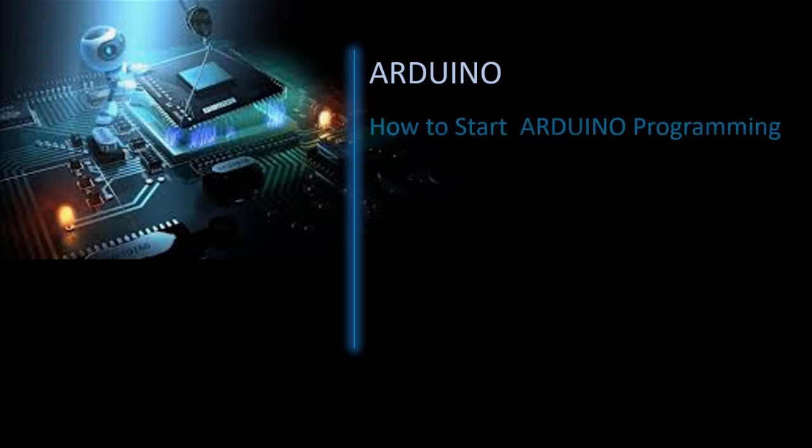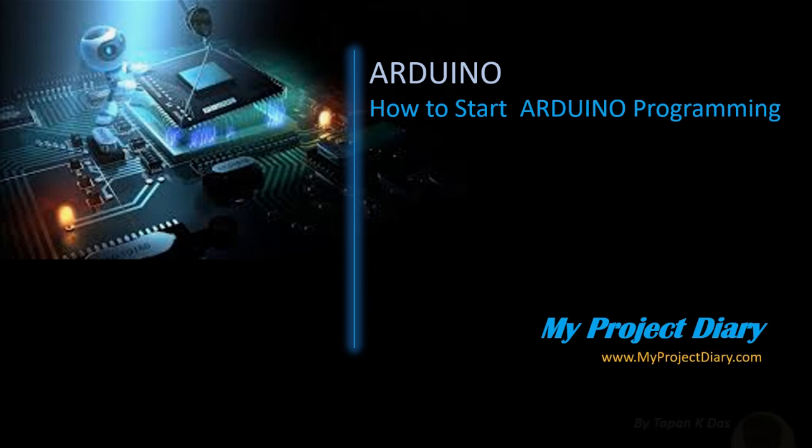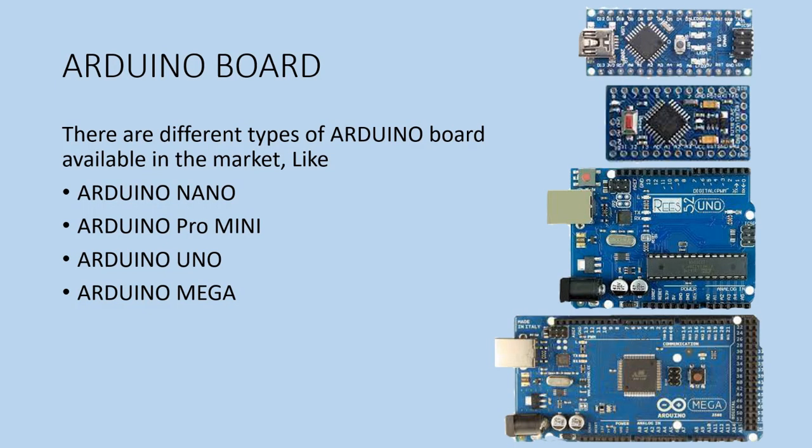In this video, I'm going to describe how to install and start Arduino programming for the very first time. For that, you need only an Arduino board and Arduino IDE. When you talk about the Arduino board, we have primarily four variants: Arduino Nano, Arduino Pro Mini, Arduino Uno, and Arduino Mega.